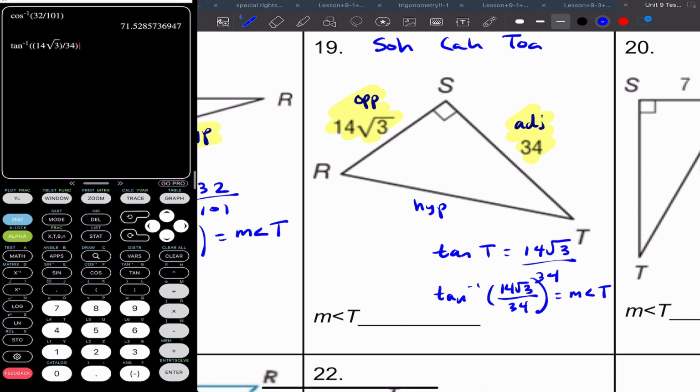What I'm doing right now is I'm worried about order of operations here. I think we're good with the parentheses, because I want 14 root 3 to be in its own parentheses so I can have them multiplied and then divide by 34, not 14 root 3 divided by 34 where the root 3 gets divided by that 34. I don't want that to happen. I need to make sure I'm doing my order of operations correctly. So press enter, and the measure of angle t is approximately 35.5 degrees. Okay, so that's your answer.